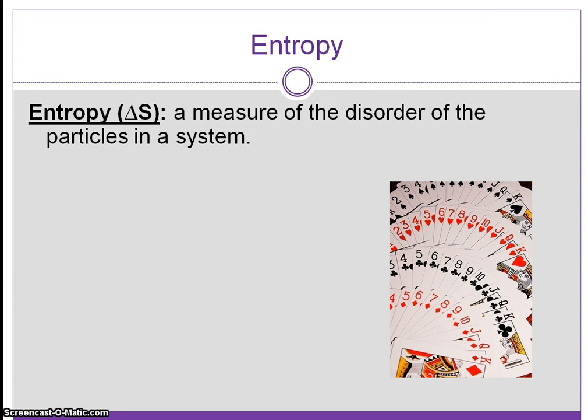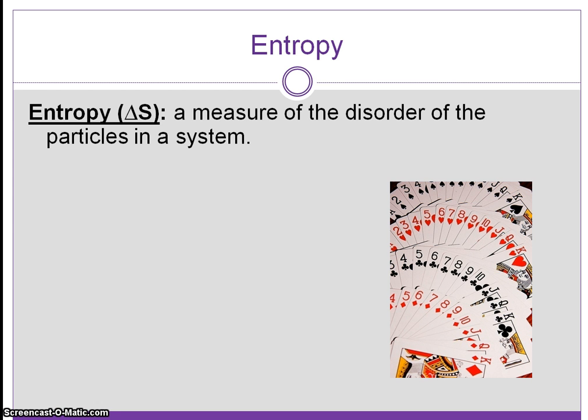Today we're going to talk about a word called entropy, and the problem with this word is that it looks very similar to a word we've been talking about in this chapter, enthalpy. So you have to be really careful to not mix those two words up. Enthalpy is what we've been talking about, the heat of the reaction, and the symbol for that is delta H.